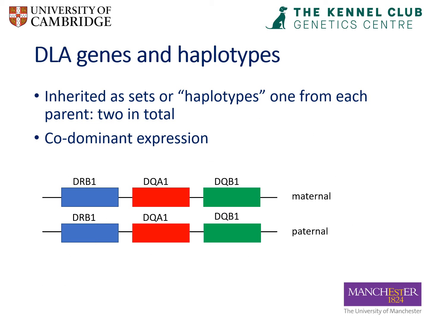Okay, so DLA genes and haplotypes. Within each subregion of the DLA, genes are generally inherited as sets because of the nature of the region. So there's tight linkage amongst some of the genes in the DLA, and obviously there's one set inherited from each parent, and these are called haplotypes. And they have codominant expression, so that means that proteins encoded by gene variants on both chromosomes are expressed.